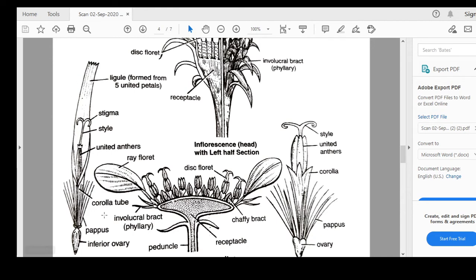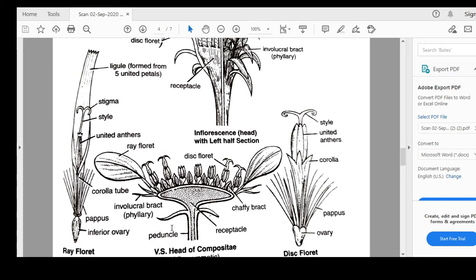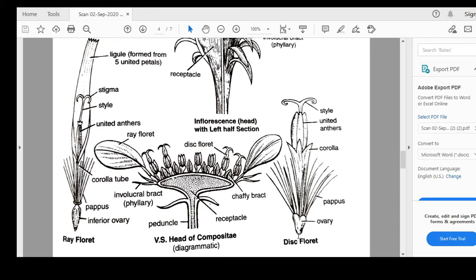This is a ray floret, ligule. This shows the number of corolla here, the number of petals here which are fused. Stigma, bifid stigma, long cylindrical style. United anthers, corolla tube, pappus, and inferior ovary. This is a disc floret. Ovary, pappus, these are corolla and united anthers and stigma style. Stigma is in this tube.